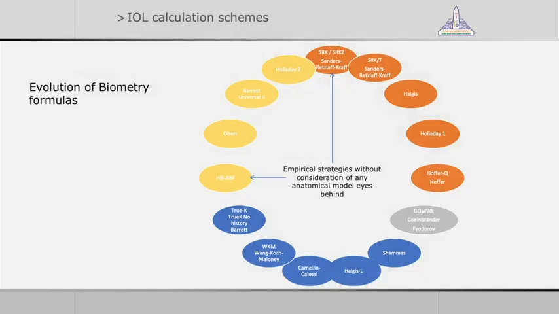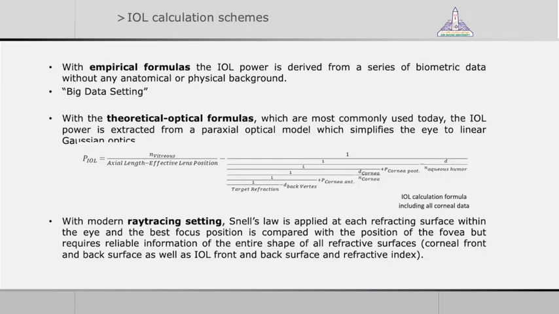Finally, biometry formulas. Along with this technical evolution, numerous formulas have been developed for calculating the optical power of each respective IOL. With empirical formulas, the IOL power is derived from a series of biometric data without any anatomical or physical background. The theoretical optical formulas, which are most commonly used today, extract the IOL power from a paraxial optical model that simplifies the eye to linear Gaussian optics.